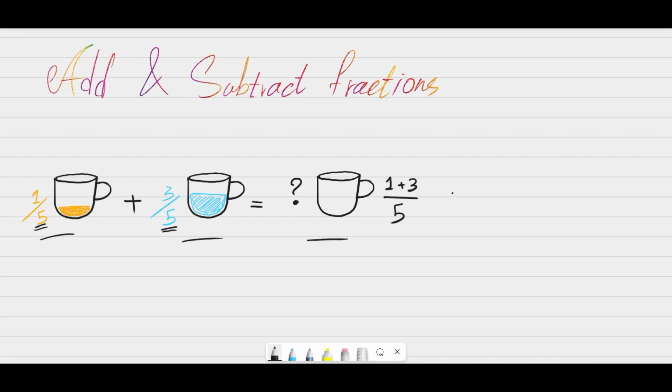So we have 1 plus 3, and that will equal 4. So our answer will be 4/5. Third and the last step, simplify your answer. But since 4 and 5 don't share any common factors besides 1, this fraction is already simplified and we are done. Easy, isn't it? Let's try another one.